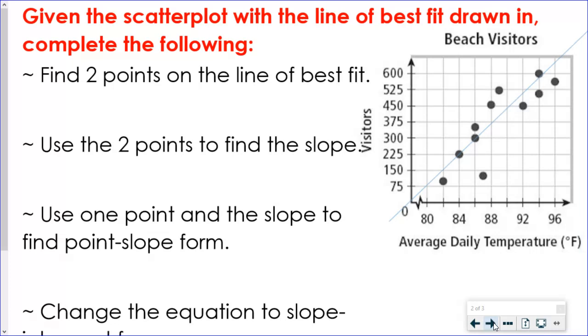Okay, for this problem, the scatter plot and the line of best fit are given to you. Now, pick any 2 points on the line. They do not necessarily have to be the dots. Remember, the point of the dots was to make the line of best fit. You don't have to use any of those dots after.